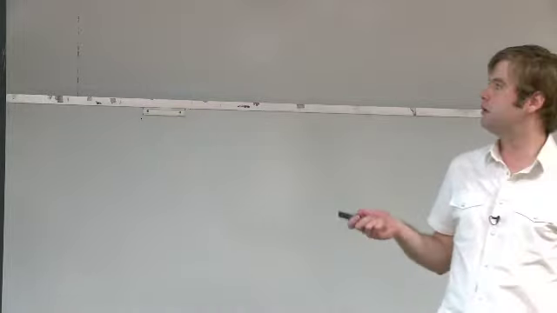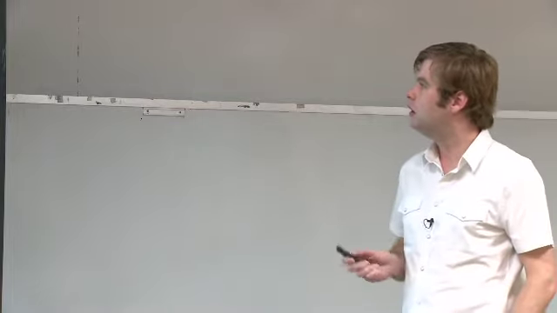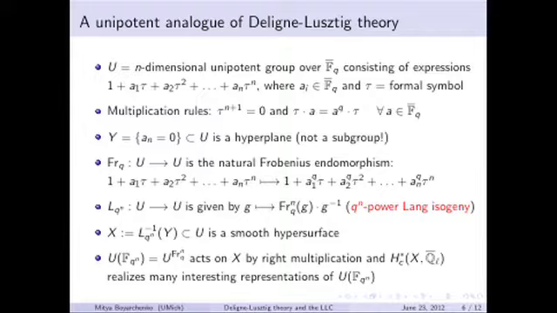Okay, so now let me talk about this unipotent analog of the Deligne-Lusztig theory, which I promised. So it's not going to be something that works for an arbitrary unipotent group, and in fact, I don't think that there is any hope of having a uniform theory that works for any unipotent group. So for now, I'm going to focus on a very special family of unipotent groups over finite fields. So for any number n, we have an n-dimensional unipotent group, which consists of, just think of it as formal expressions like that.